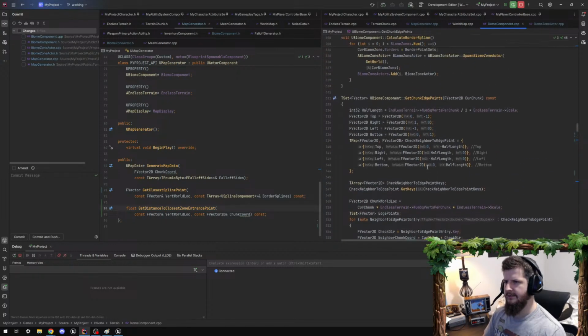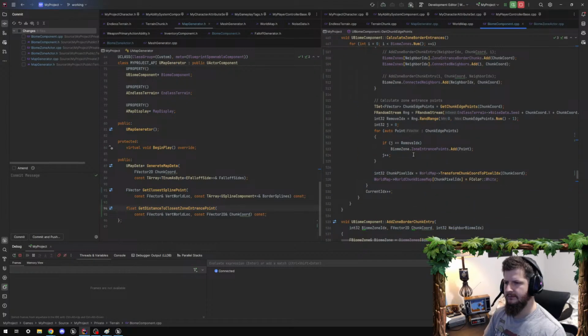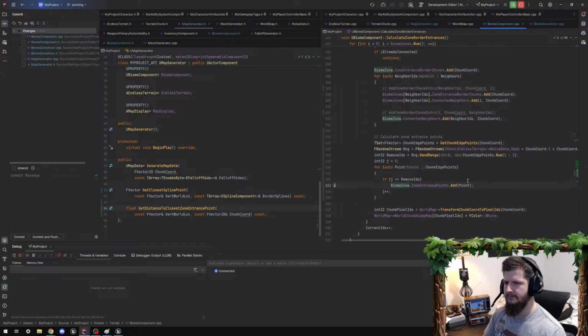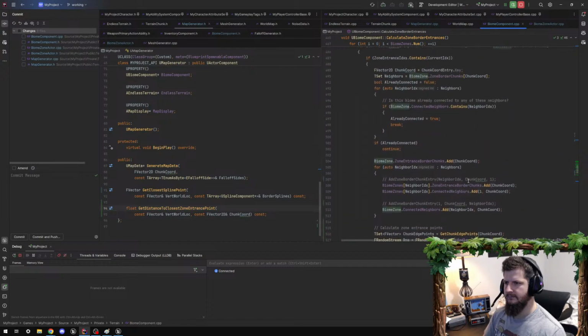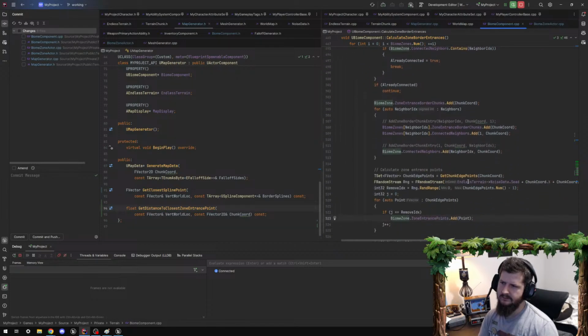I kind of want to add these zone entrance points. I do have the neighbor, right? Don't I have neighbor somewhere?